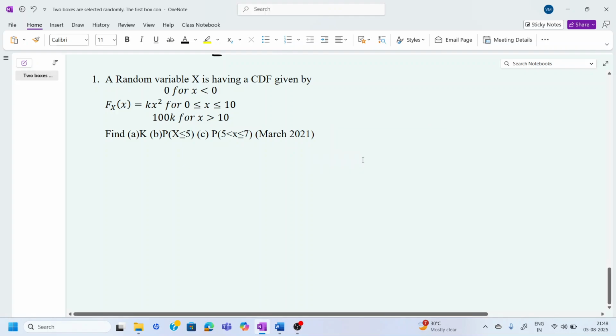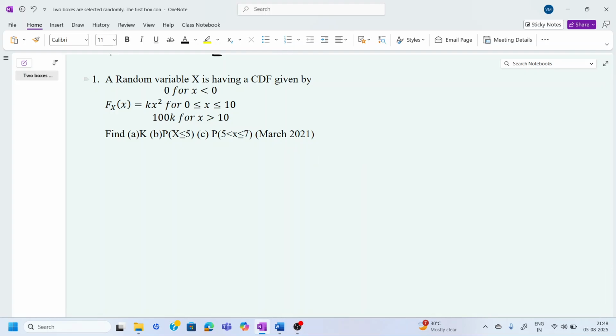So in this we will see another problem solving which was asked in the previous exam question on distribution function. Here a distribution function is given, defined as 0 for x less than 0, equal to kx square for values lying between 0 to 10, and equal to 100k for x greater than 10. We have to find the constant k, the probability of x less than or equal to 5, and the probability of x lying between 5 and including 7.